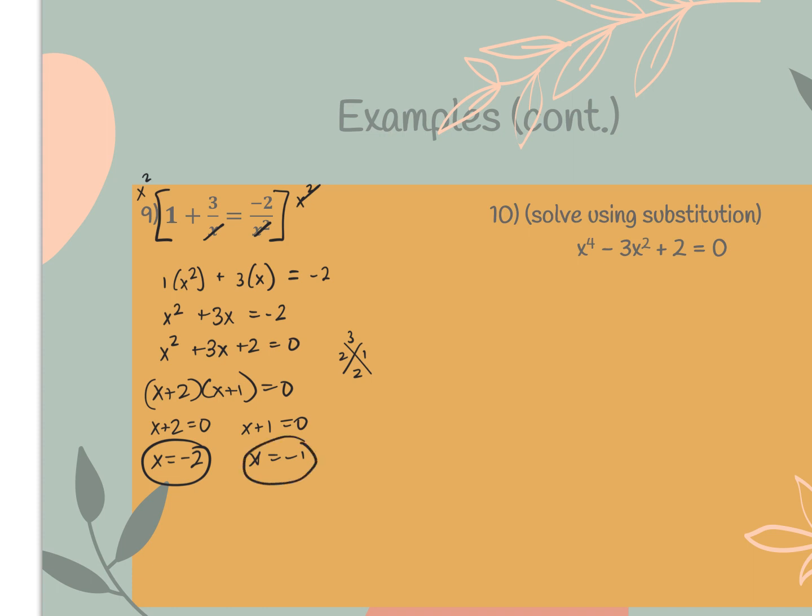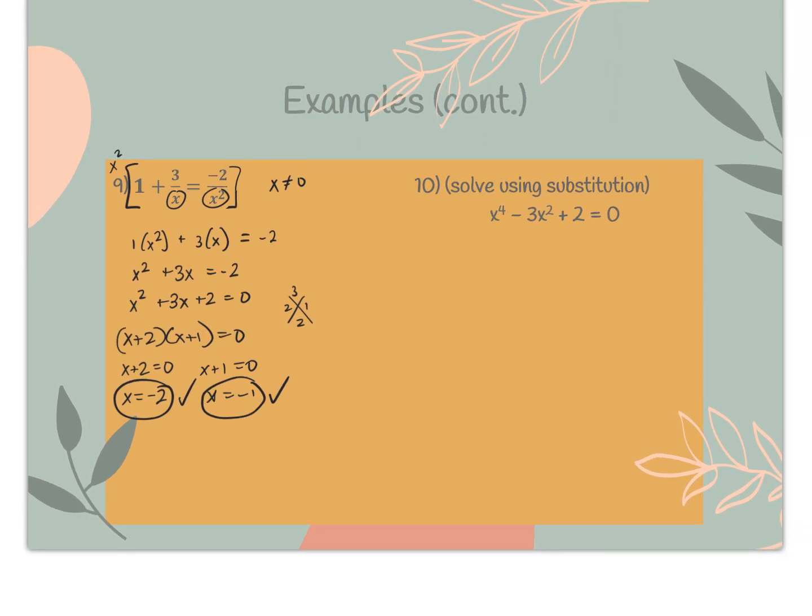Now, these are my solutions. However, remember that I have to check for extraneous solutions. So I have to go back to the original problem and ask, what can x not be? In each of these, x cannot equal 0. That's the one it can't equal. So negative 2 is fine, and negative 1 is fine. So we're good.